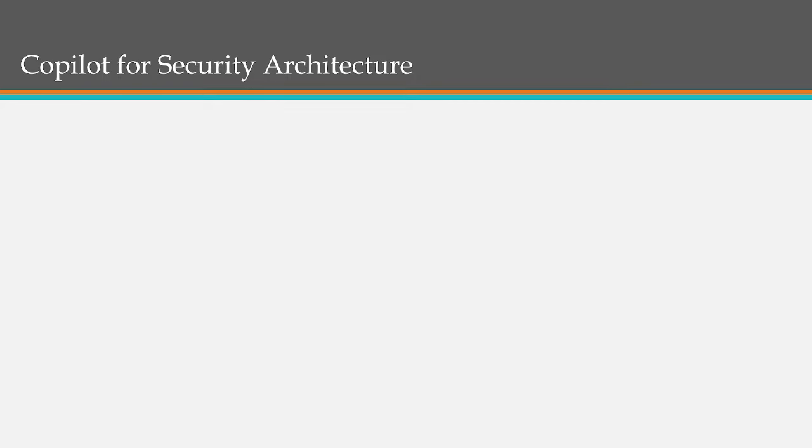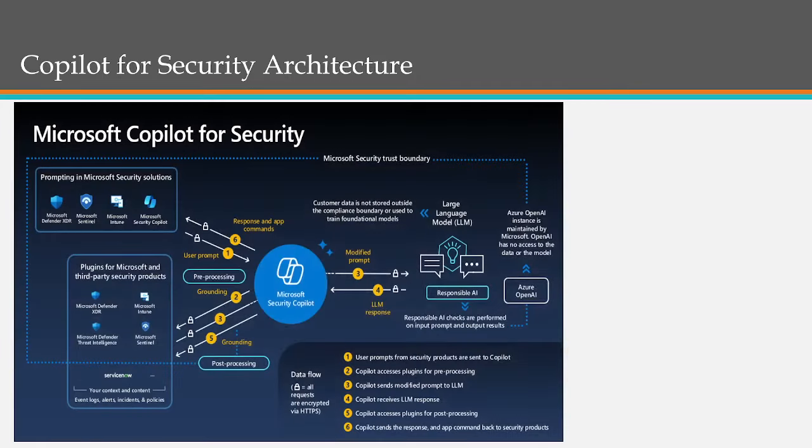And the next one is the Copilot for Security architecture. Microsoft has a bunch of security products: Microsoft Defender, Microsoft Sentinel, Microsoft Intune, and Microsoft Entra, their umbrella for Azure AD. A copilot is enabled for these security products, similar to how copilot is enabled for Microsoft 365 and Dynamics 365.